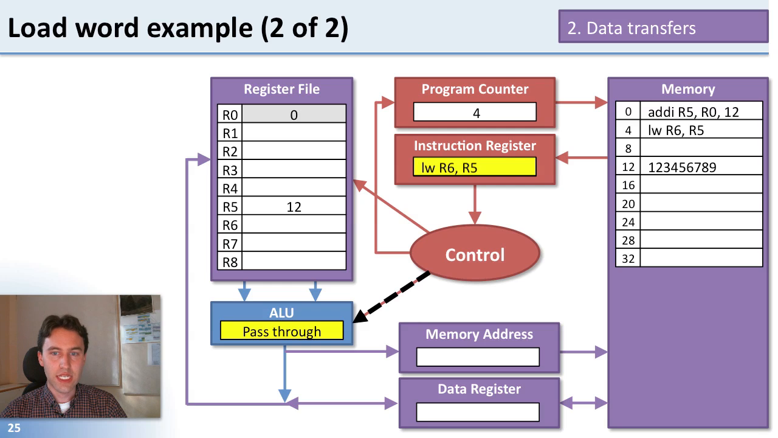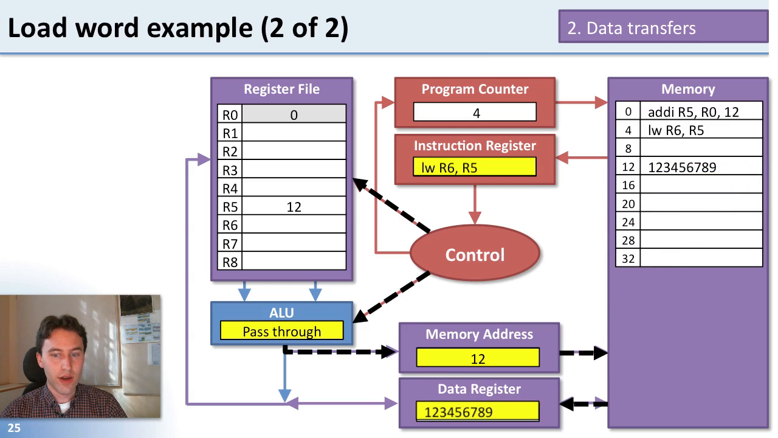The ALU is just going to take the address that it gets and send it on to the memory address register. It's also going to tell the register file what to do, and here we're going to read from register 5. So we're going to read register 5 through the ALU into the memory address, and now we have the address we want to access, 12. Now we're going to access the memory. The memory is going to read address 12, and it's going to put that back into the data register.